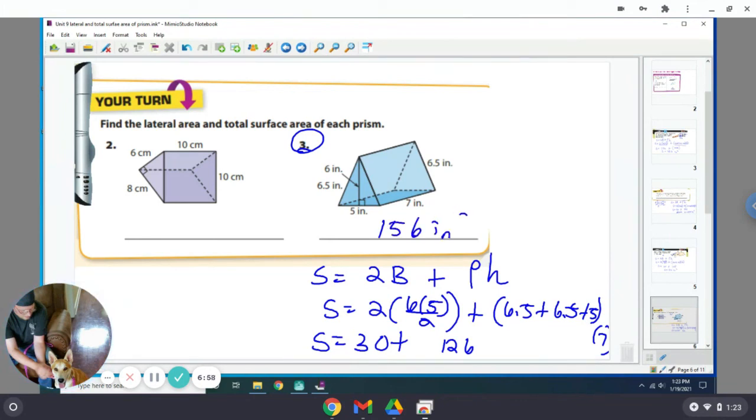So it'd be 156 inches squared. All right, guys, that is surface area. Thank you.